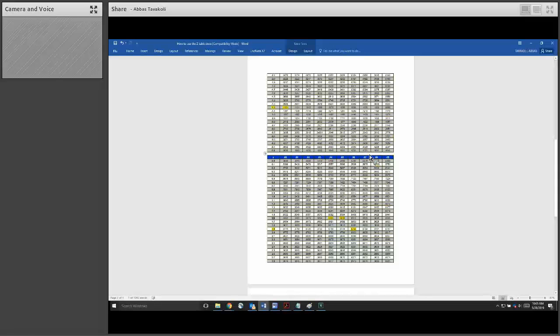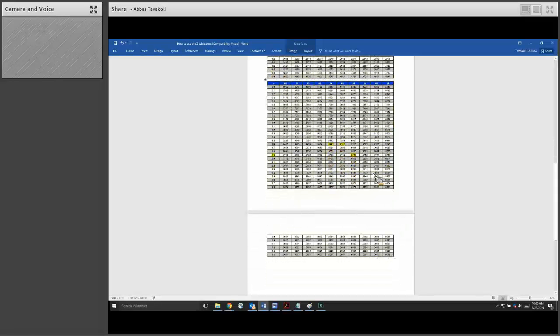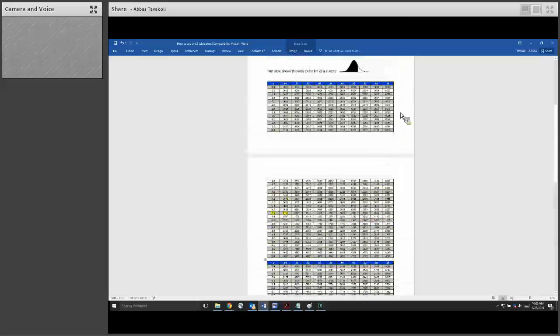So this table is very simple to use, and there are two applications. One, we can find the area, or when we have the area, we can find the z value. I hope this helped you to understand how to use the z table.